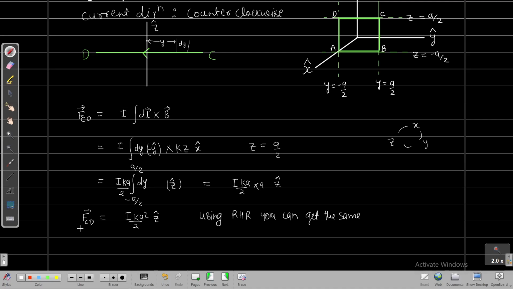But let me tell you why this is so: because we are choosing the z axis as a reference. So we must see, as we go from the origin towards C, what is the range of y? That will be minus a by 2 to a by 2. I have one example to clear this doubt.